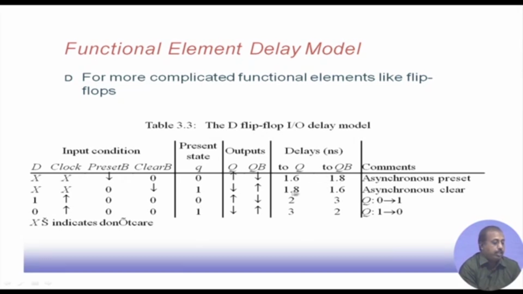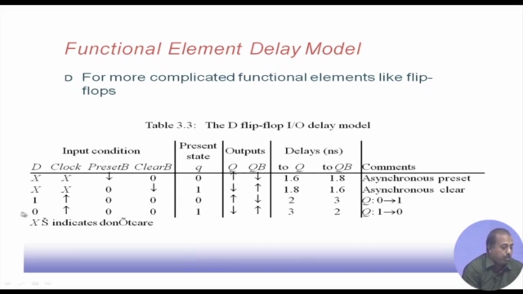Similarly, if you are asserting the clear bar line, and the previous output was 1, now it becomes 0 in Q and 1 in Q bar, and these are the corresponding delays. So, asynchronous preset and asynchronous clear have this type of delays.